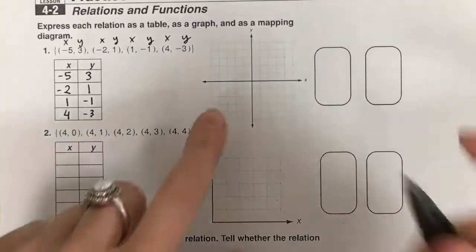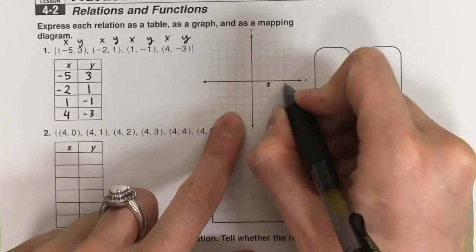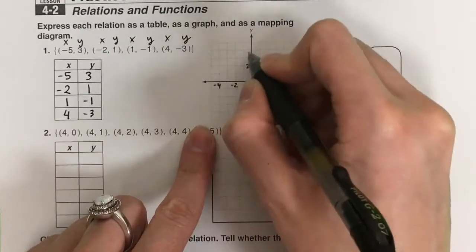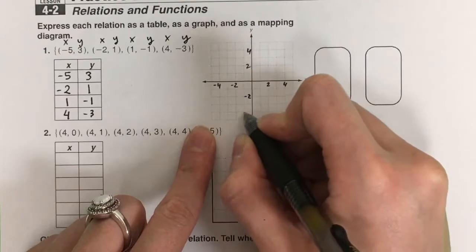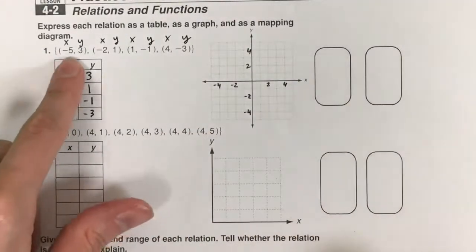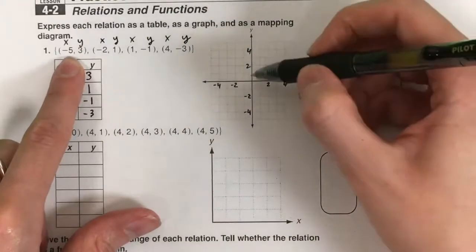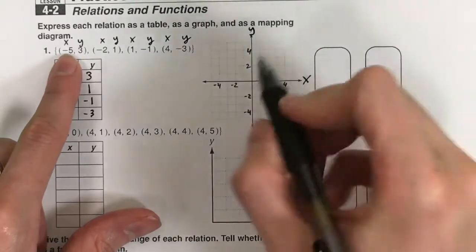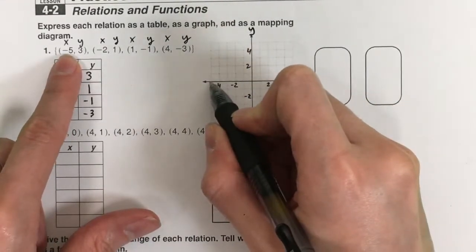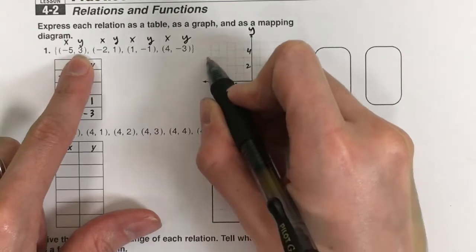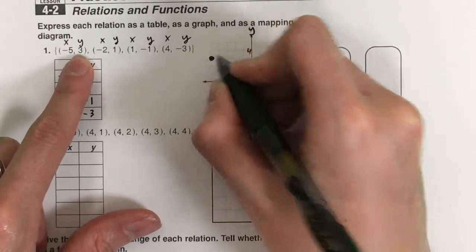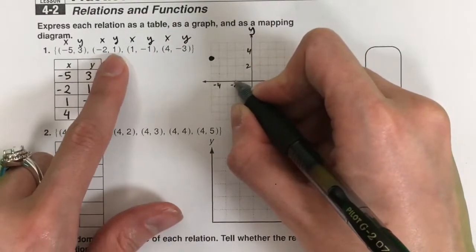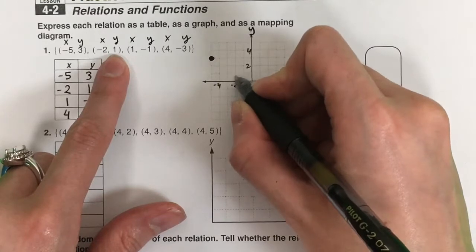Okay? So let me put the numbers here. So I have 2, 4, -2, -4, 2, 4, -2, -4. Okay, (-5, 3). So remember this is x and this is y. So x is -5, so go to the left 5 and 3 for y, positive, up 3. So here's my point. Okay. (-2, 1). X is negative, so left 2, 1 is y is positive, so up 1.